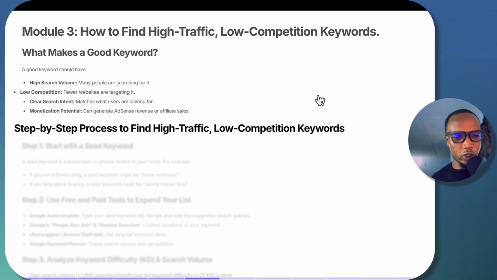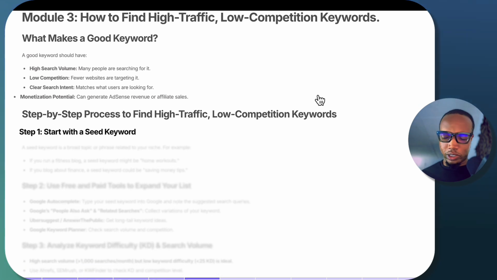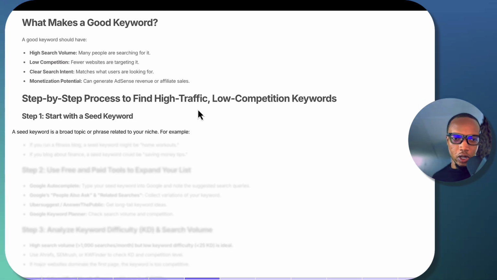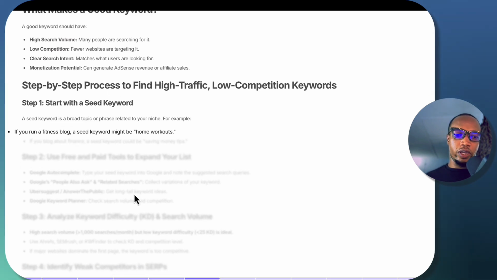Right? So now let's walk through the step-by-step process to find high traffic and low competition keywords. How exactly do we find high traffic keywords with low competition? Now, first step is to start with a seed keyword, right? So a seed keyword is a broad topic or a phrase related to your niche. For example, if you want a fitness blog, your seed keyword might be home workouts.